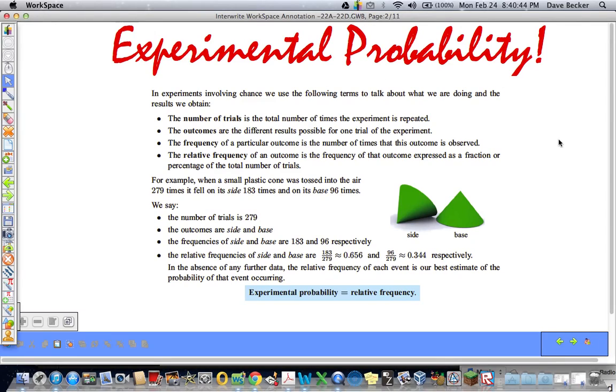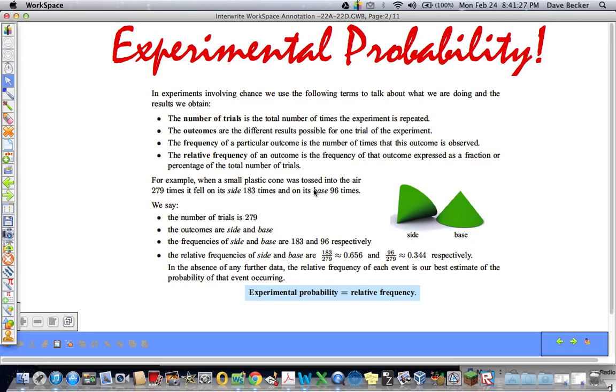Okay, experimental probability. In a nutshell, what is experimental probability? Well, it's probability based on an experiment that has been done. And so we make predictions, or we give the probability based on the results of the experiment. The thing they have here is a small plastic cone tossed in the air, and in this experiment it was thrown 279 times. Out of that 279, 183 times it fell on its side, and 96 times it fell on its base.